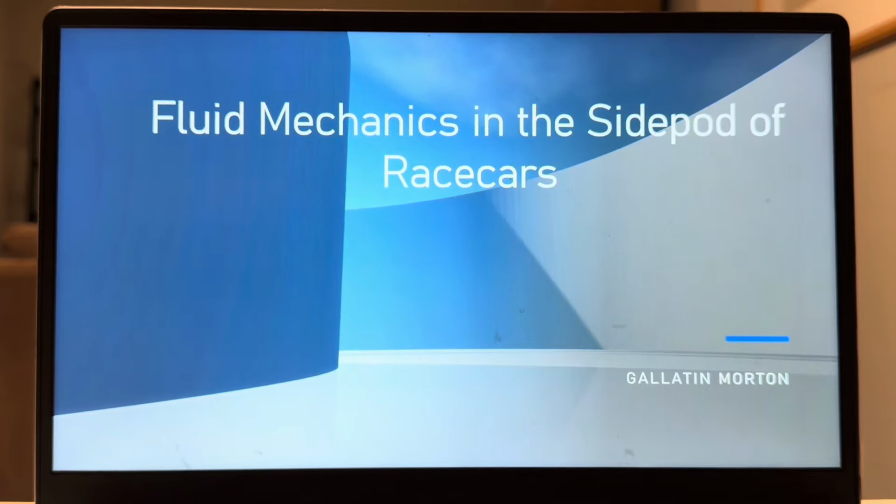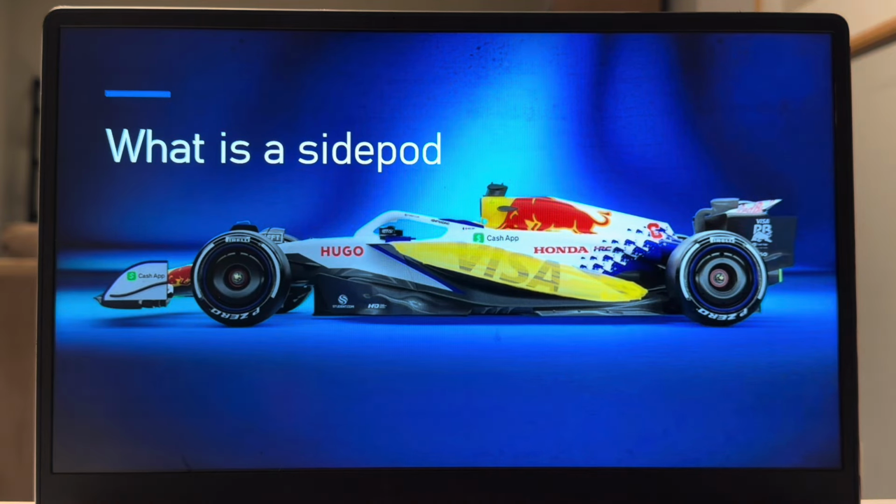Right, so we're going to go over the fluid mechanics in the side pod of a race car real quick. So what exactly is a side pod? It's going to be this region here shaded in yellow, all along here.